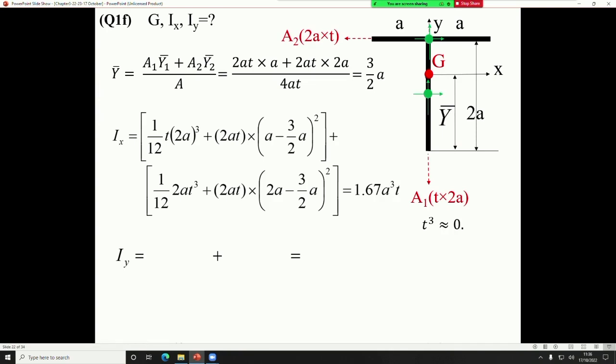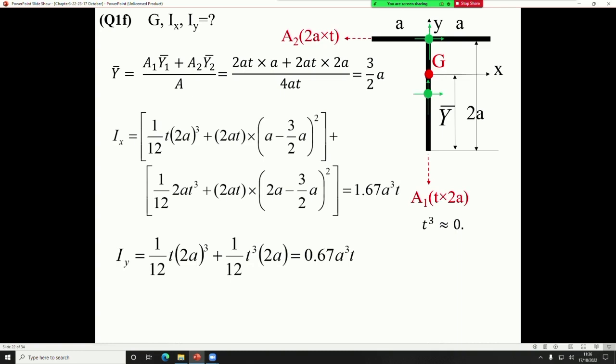Now for Iy, the bottom panel, the top panel, and the whole section have the same y-axis because y is the axis of symmetry. So we don't need any parallel axis theorem. So therefore, we just say 1 over 12 b cubed h for the bottom one, 1 over 12 b cubed h for the top one. This is almost zero, and it gives us 0.67a cubed t.